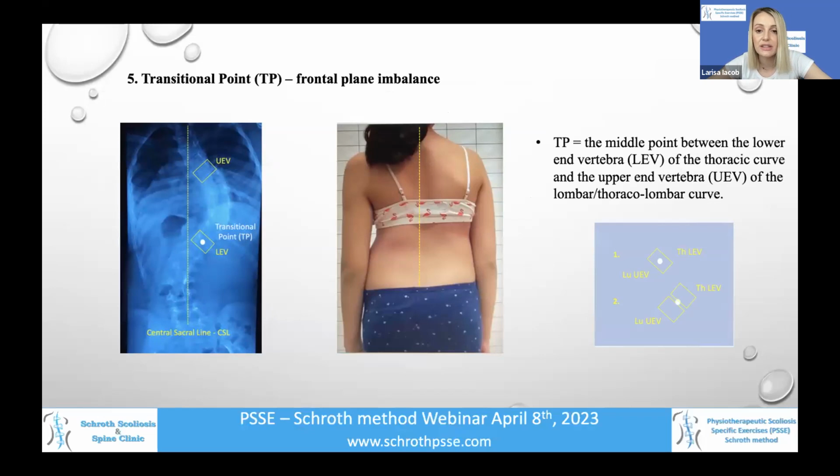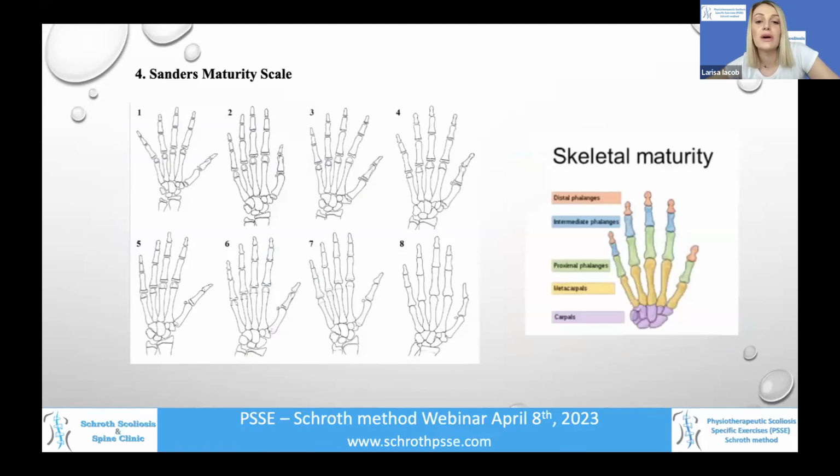The next measurement is the transitional point, which represents the middle point between the lower end vertebra of the thoracic curve and the upper end vertebra of the lumbar or thoracolumbar curves. It highlights the frontal plane imbalance. When we speak about radiologic evaluation, we also must speak about the Sanders maturity scale. The Sanders maturity scale is based on a left-hand X-ray, and it's considered one of the best predictors of the curve acceleration phase of the growth.